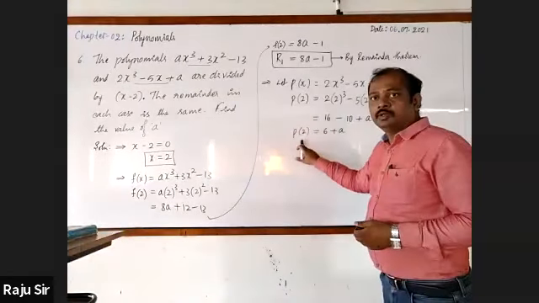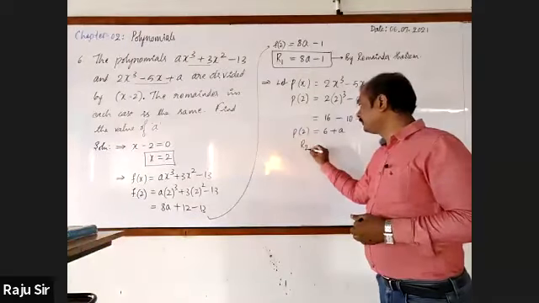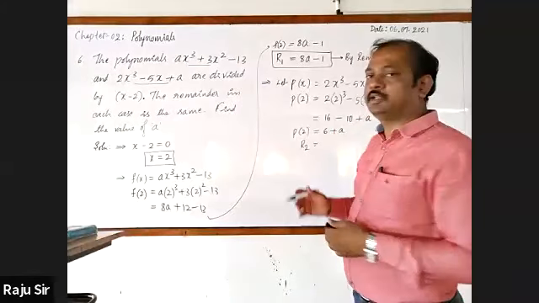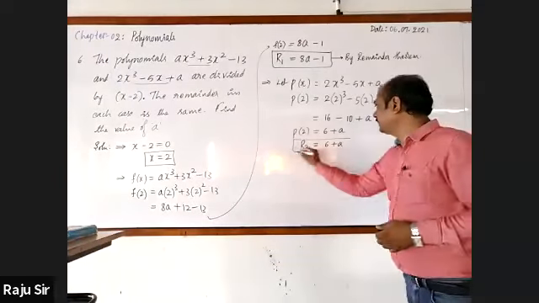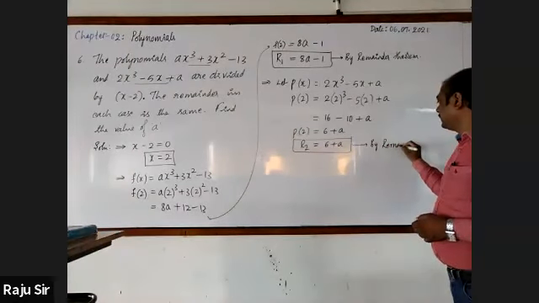Now, could we take p of 2 as R2? Yes, sir, by remainder theorem. I have been asking you what is the reason. By remainder theorem. R2 is equal to 6 plus a. Highlight that with a box and write the reason: by remainder theorem.